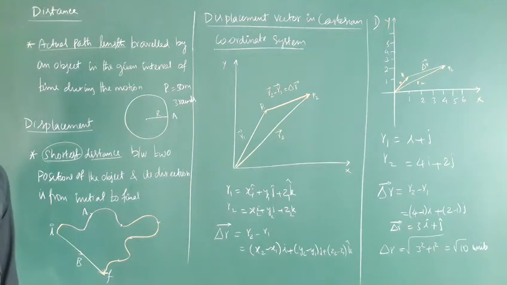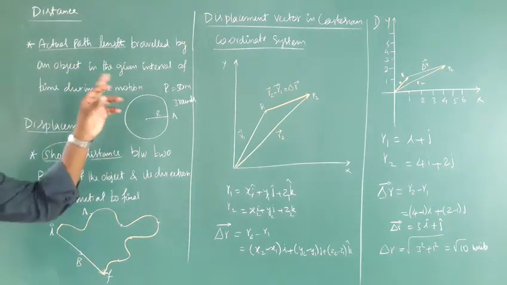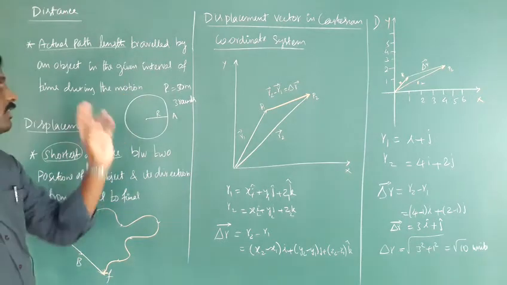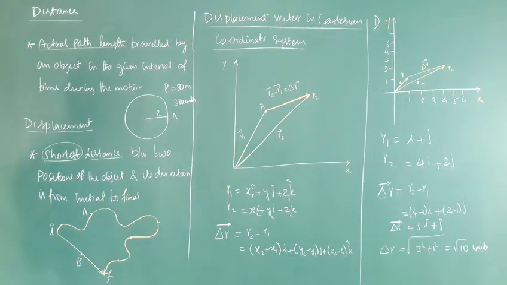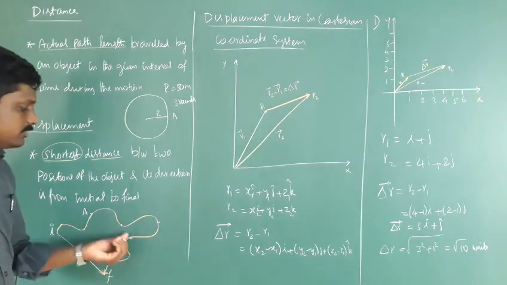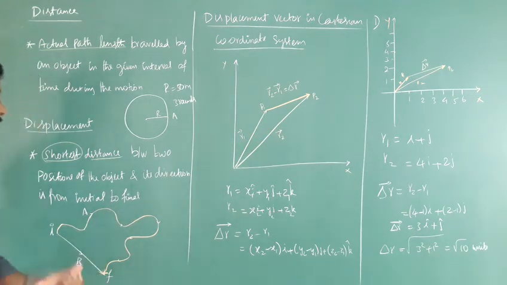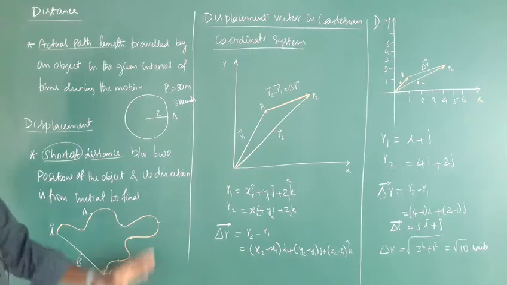Good morning students. In this class we are going to discuss distance, displacement and displacement vector. Distance is the actual path length travelled by an object in a given interval of time during the motion. For example, an object moved from initial to final through this path. This is the actual path length travelled by an object during the motion in a given interval of time. Distance gives the magnitude, so it's a scalar.